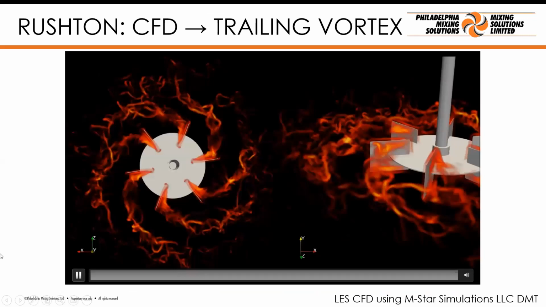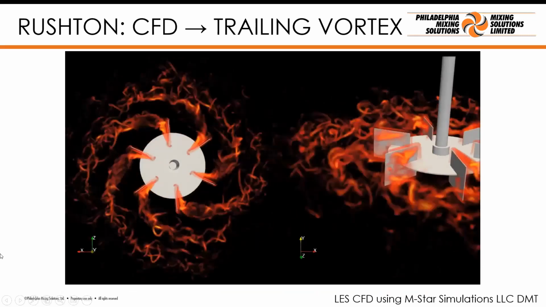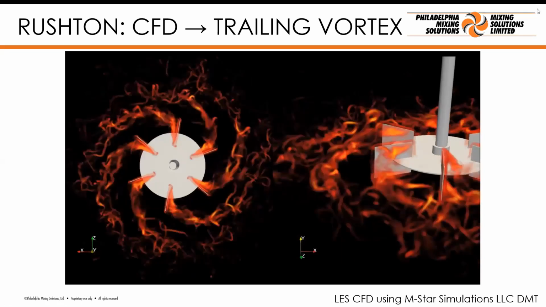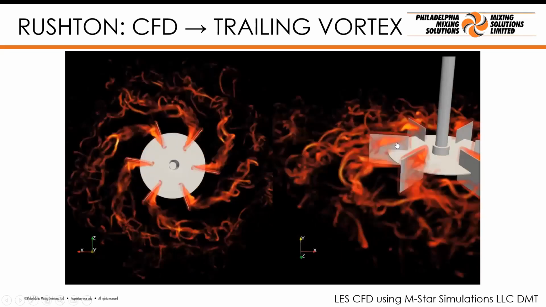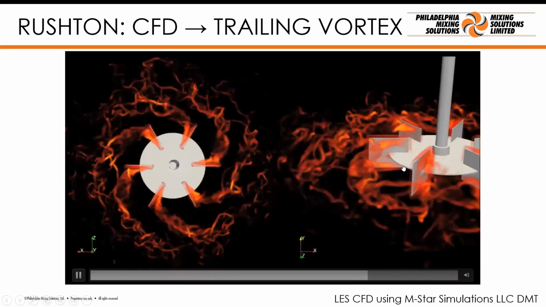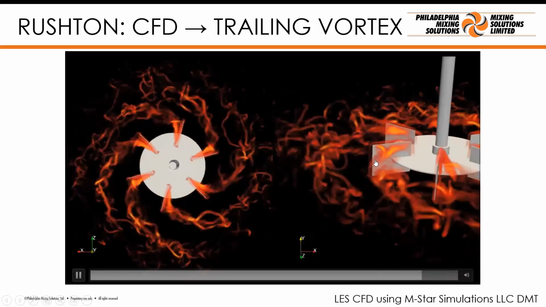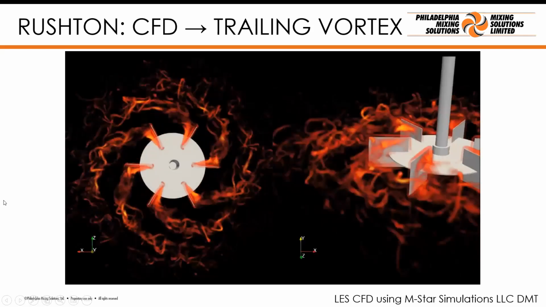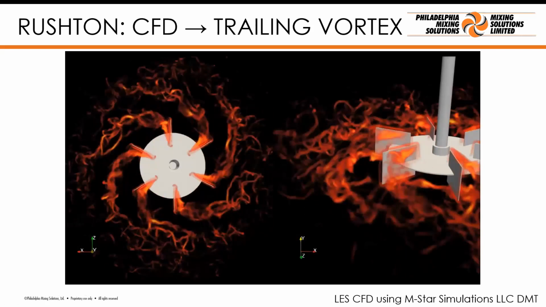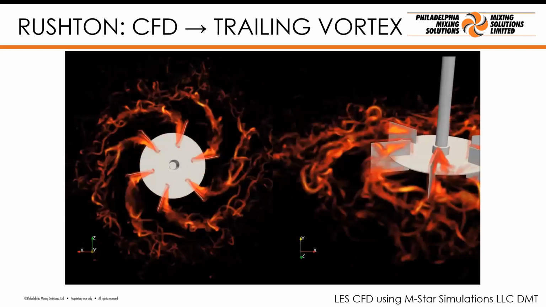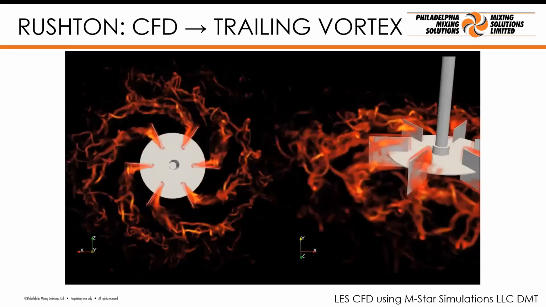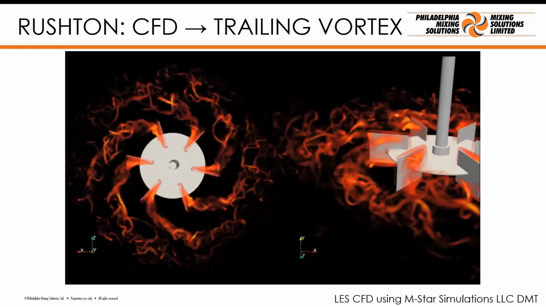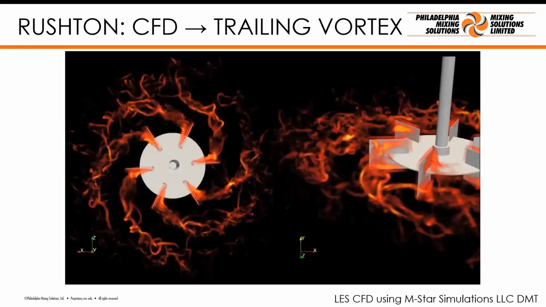So this is a CFD model. This is using a technique called large eddy simulation to model the trailing vortex coming off the blades. And we see there's one above and one below for a Rushton turbine. For other impellers, there's only one. And the size of the vortex is proportional to the projected height of the blade at its tip, which is why that dimension is so important in understanding how to quantify impeller performance.